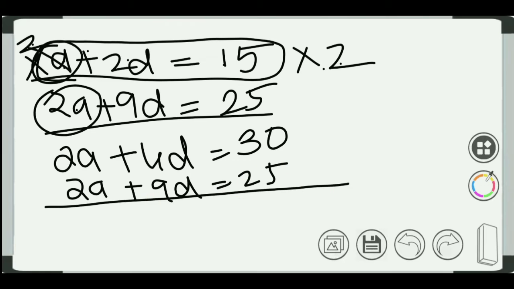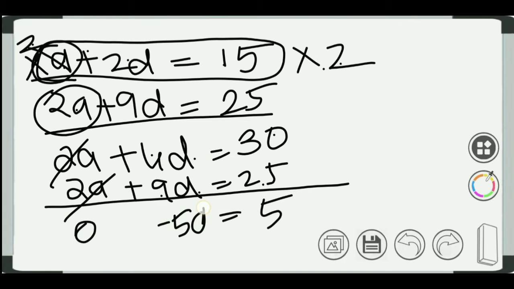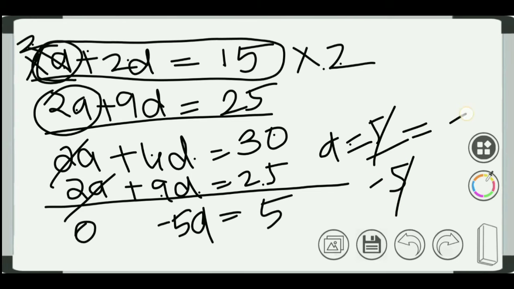Now you can subtract 30 minus 25, 5. 2a, 2a got cancelled. 4d minus 9d, minus 5d. Therefore, d is equal to 5 divided by minus 5, which is equal to minus 1. So, you got the common difference as minus 1.